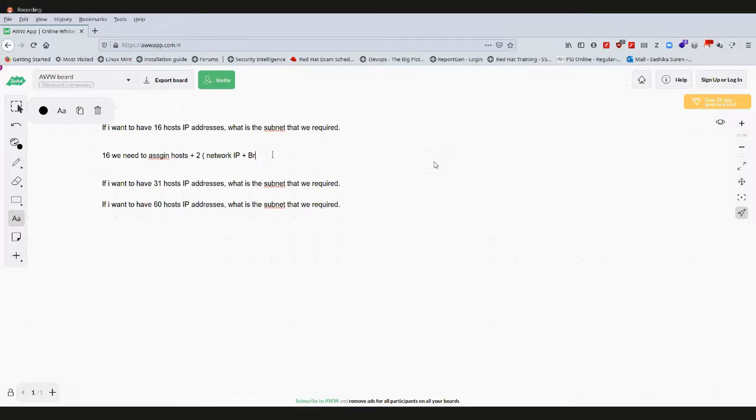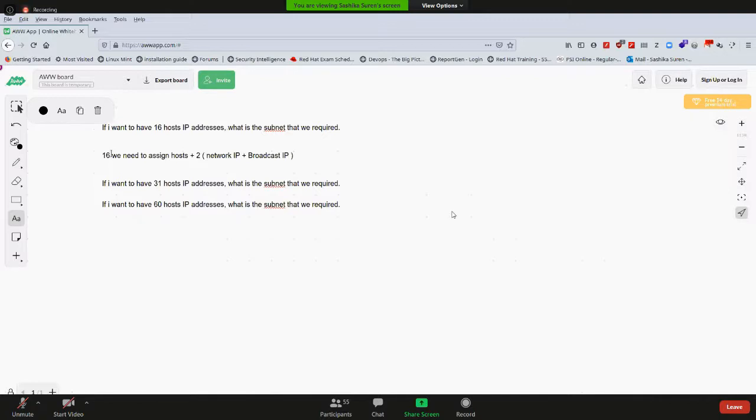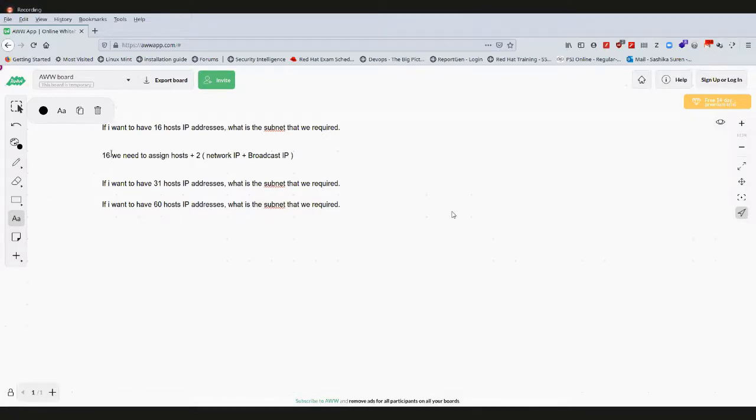Because if you took only the 16 IP addresses, what it actually gives is that you can only assign 14 IP addresses for the hosts, because another 2 addresses we need to allocate for the broadcast IP and the network IP. Is it clear, guys? Yes.